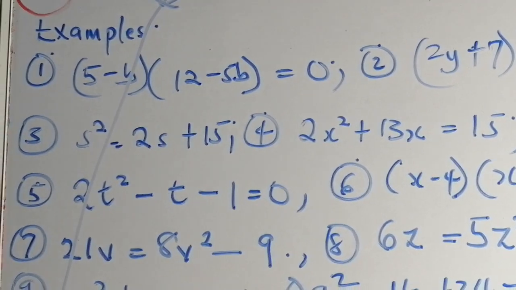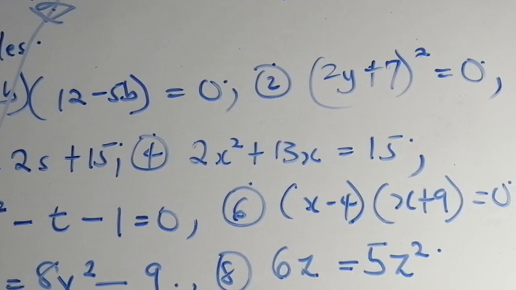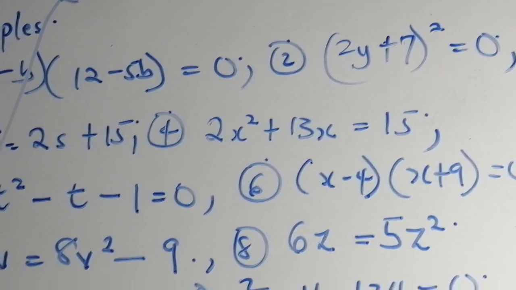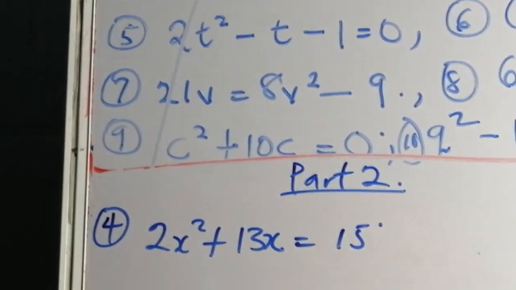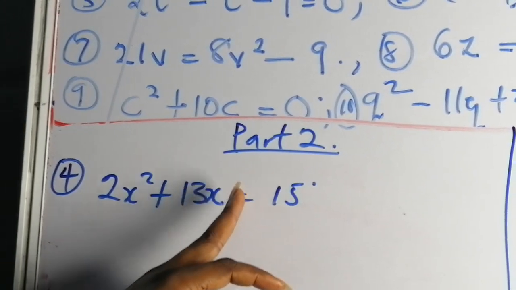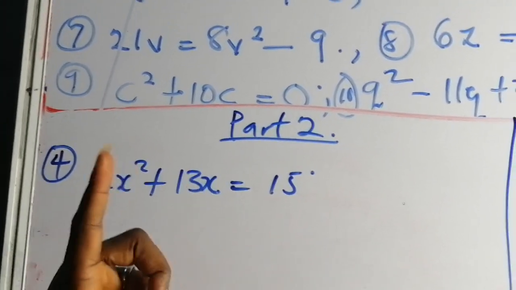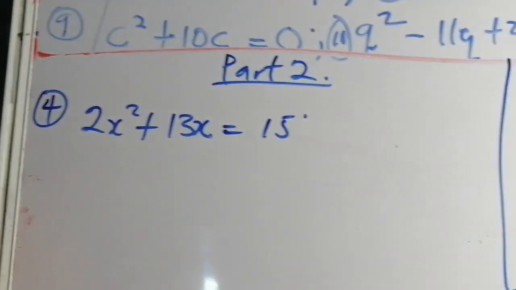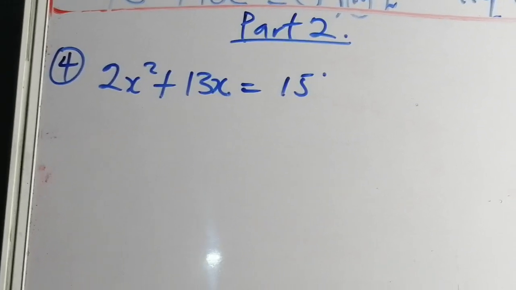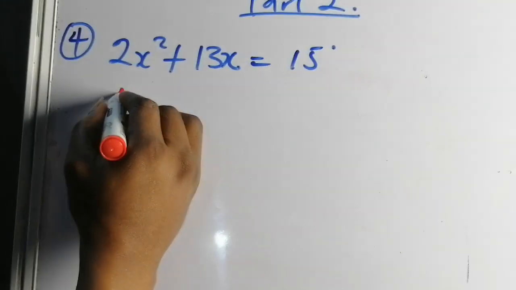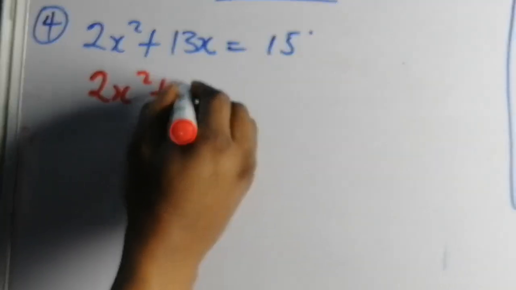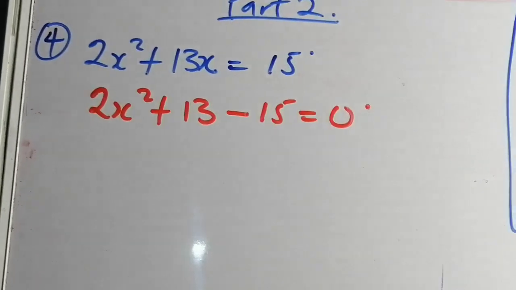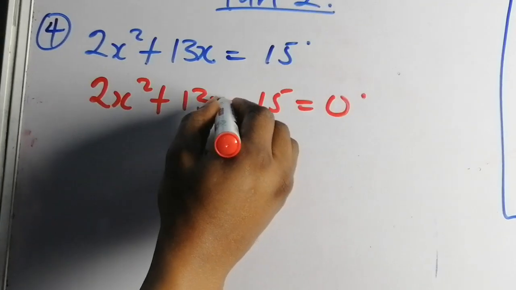We have number four: 2x squared plus 13x equals 15. I've told you, and I mentioned in part one, when plus is crossing the equal sign to the left hand side or to the right hand side, it changes to minus. So 15 is moving to the left hand side, and this changes to minus 15 equals 0. Don't forget the 13x here.